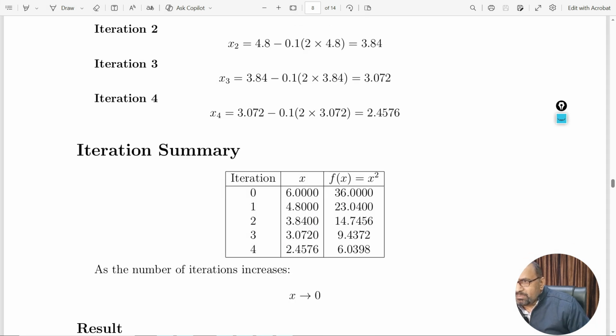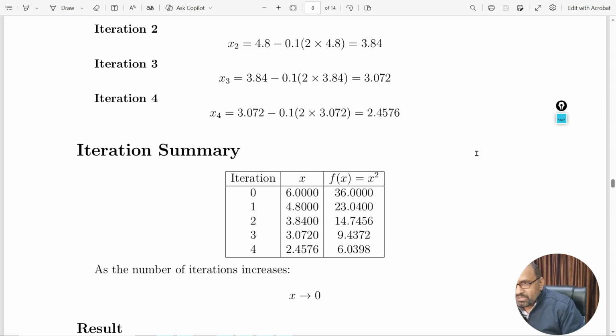Okay, and similarly you can see the iterative summary. These are the x values, and these are the f(x) = x² values, which we compute for iterations 0, 1, 2, 3, 4, 5. Initially the value was 36 and now we have 6.039. As the number of iterations increases, x approaches 0.